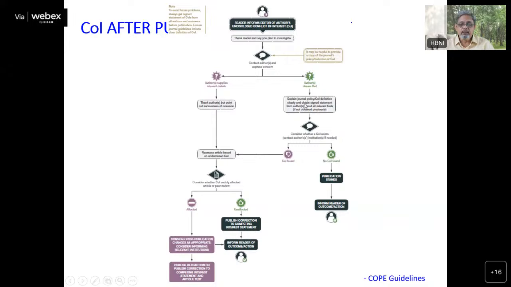And in the other case, when the author denies any conflict of interest, it's a little more detailed. Either you make an investigation and find the conflict of interest, or you decide there is no conflict of interest, and in such a situation the publication stands, and the reader is informed. And if the conflict of interest is found out, it goes back to this line again and follows this path. So that is how a conflict of interest before and after publication is dealt with by the editors.